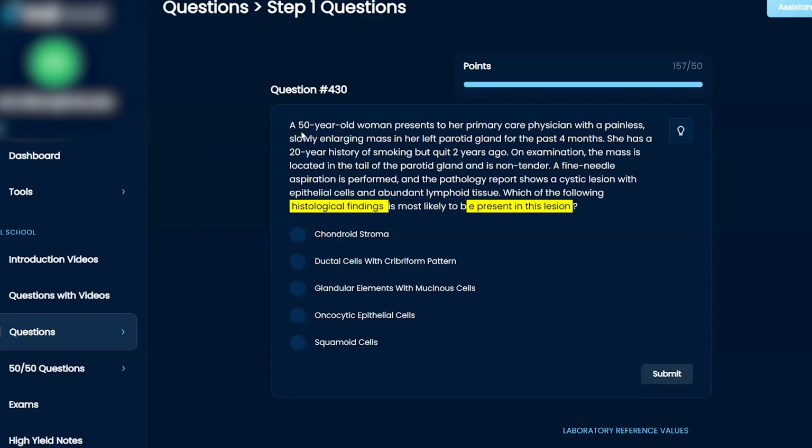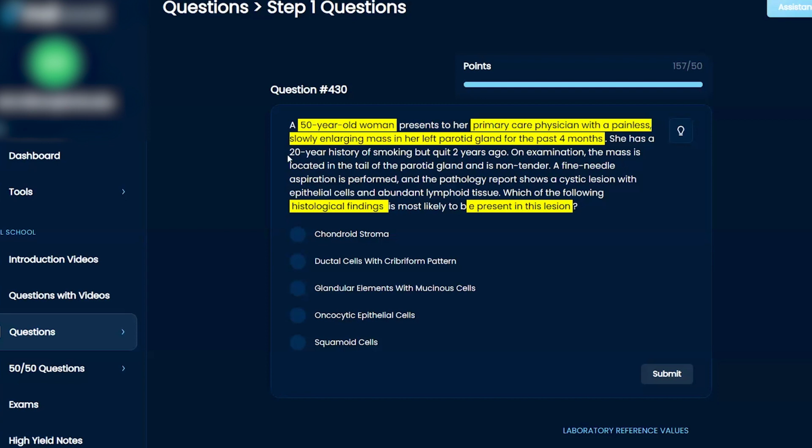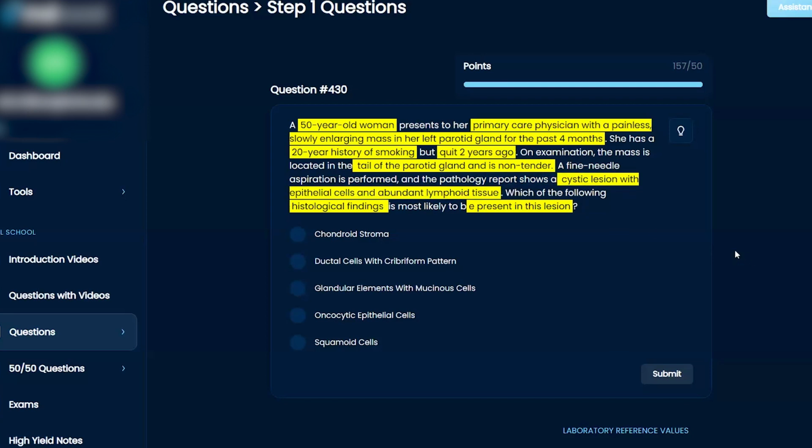So this is a 50-year-old woman presenting to her primary care physician with a painless, slowly enlarging mass in her left parotid gland for the past 4 months. She has a 20-year history of smoking but quit 2 years ago. On exam, the mass is located in the tail of the parotid gland and is non-tender. A fine needle aspiration is performed, and the pathology report shows a cystic lesion with epithelial cells and an abundant lymphoid tissue.